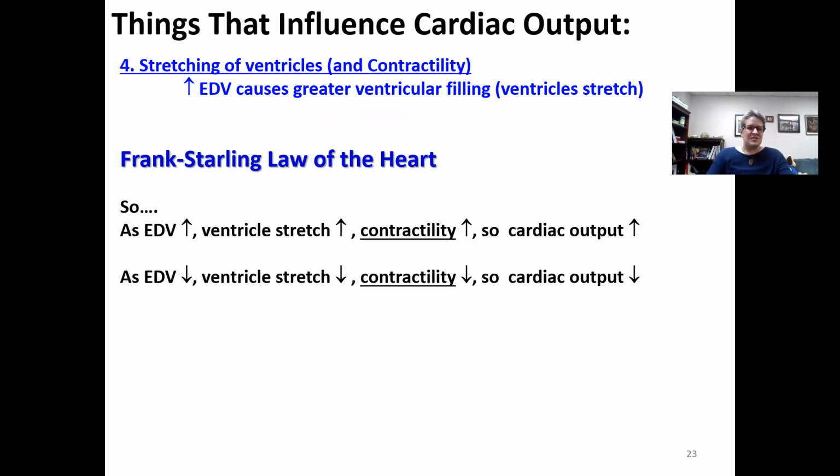So the Frank Starling law, I like to think of it as the Frank Starling stretching law of the heart. As you get more venous return, the ventricles get stretched. When muscles are stretched, including heart muscles, they contract harder. And if contraction strength goes up, cardiac output goes up. And the opposite is true. If less blood returns to the heart, the ventricles won't stretch as much or at all, and the strength of the contraction of the chambers will go down and cardiac output goes down.